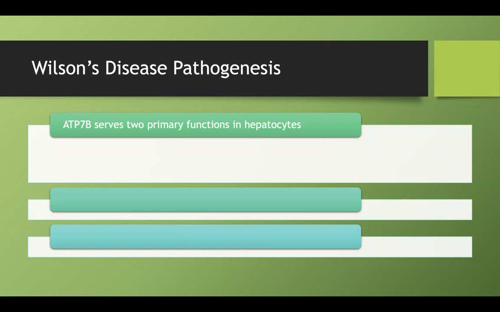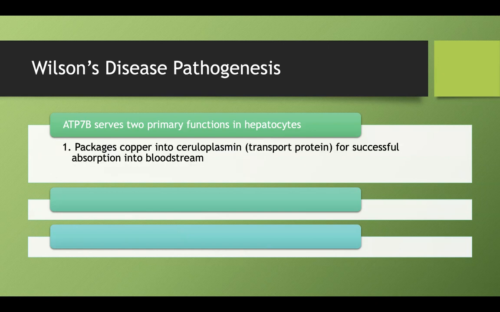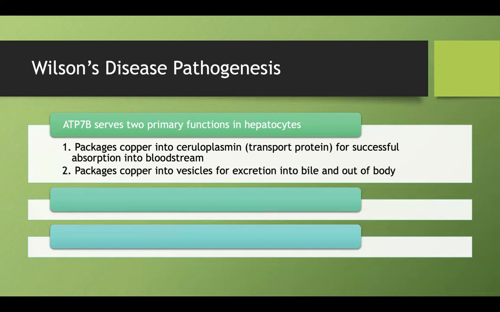So that enzyme can serve two primary functions in hepatocytes. The first thing it can do is take all that copper and package it into this transport protein called ceruloplasmin. And once it's packaged into ceruloplasmin, it can successfully be released into the bloodstream. The other thing it can do is take some of the excess copper that you might have and package it into vesicles, and that can all be excreted into the bile and out of the body.